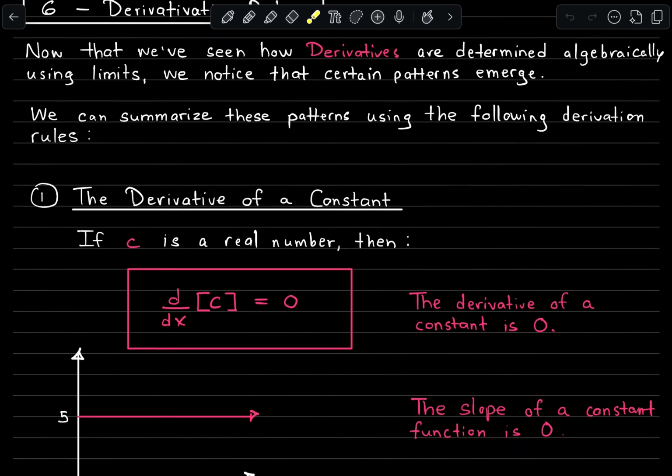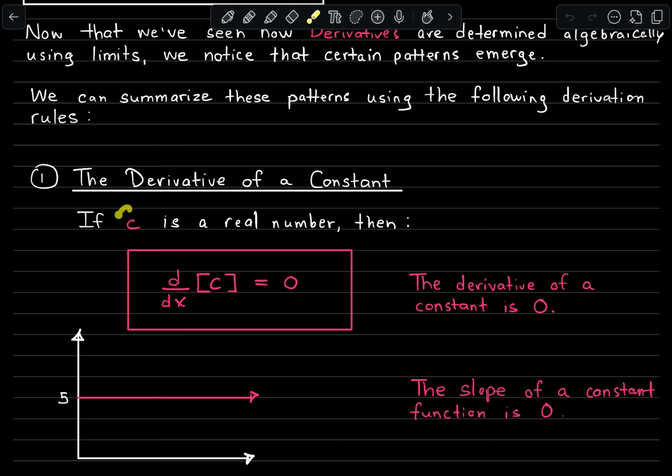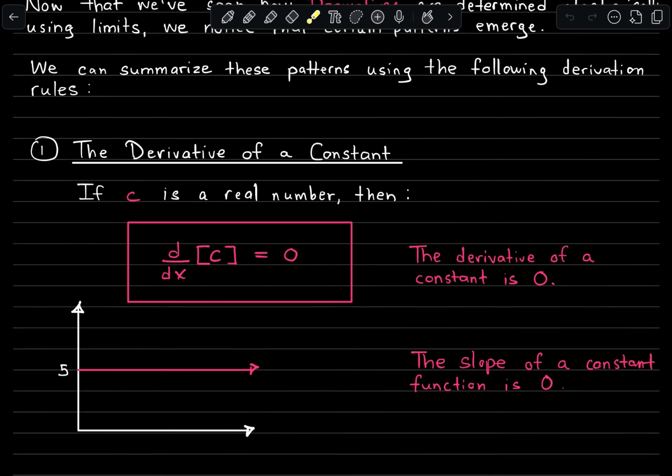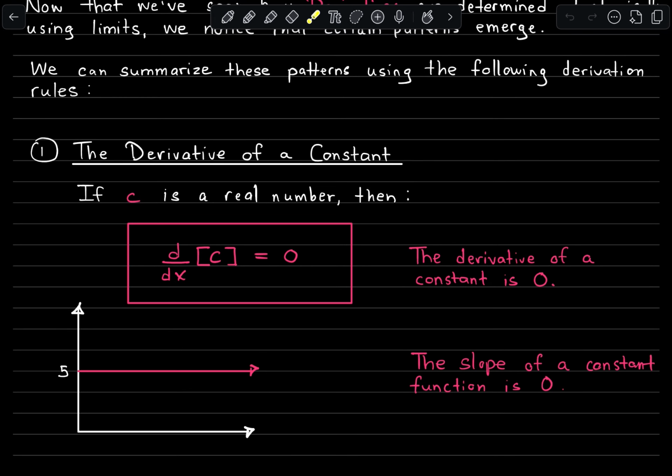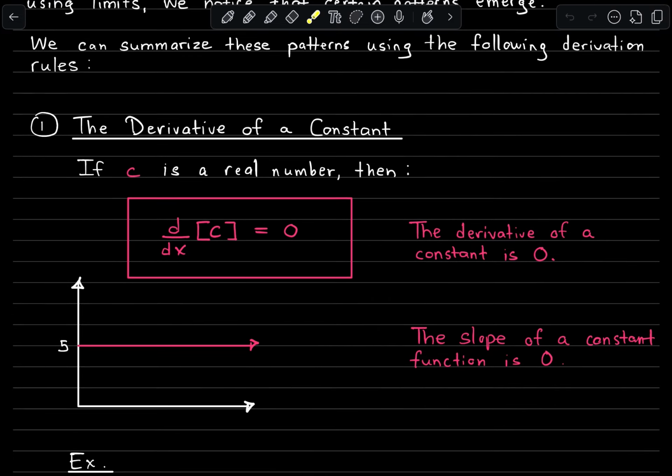So to start off, we've got the derivative of a constant. If c is a constant, some real number, then the derivative with respect to x, or any other variable for that matter, of a constant is 0. This is because the slope of a constant function is 0, right? So if we were to plot a constant function like y equals 5, we see that the slope is not changing. y2 is equal to y1 over any distance of x. So the slope is equal to 0, and therefore the derivative is equal to 0.